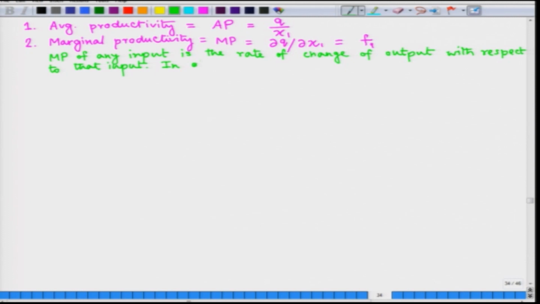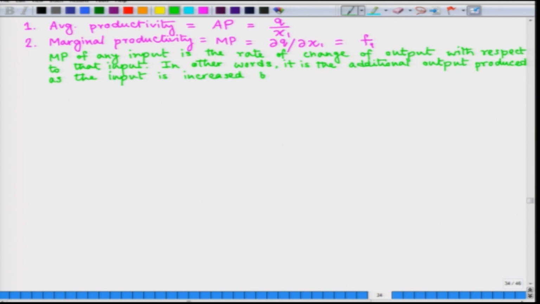In other words, it is the additional output produced as the input is increased by 1 unit. So, this is more straightforward definition.